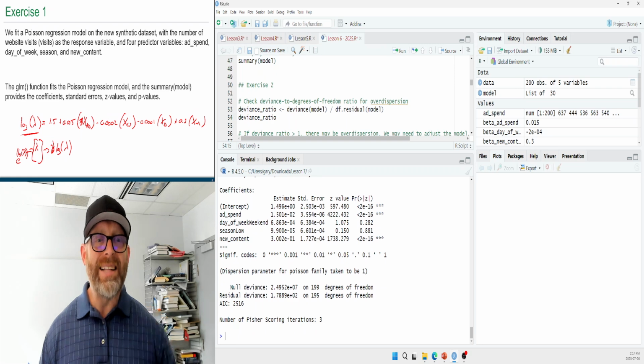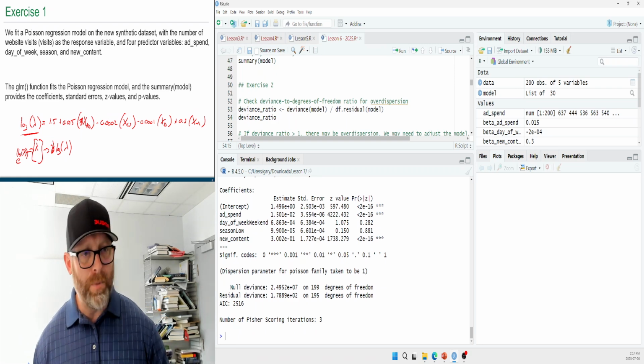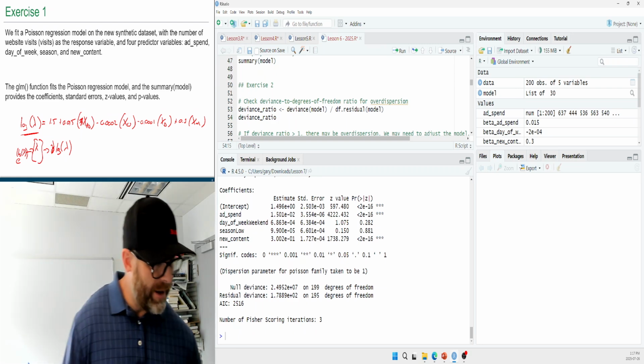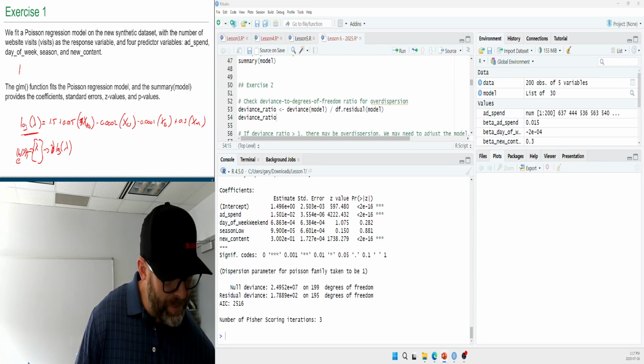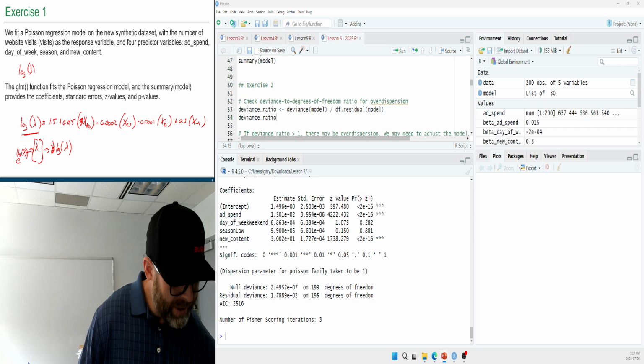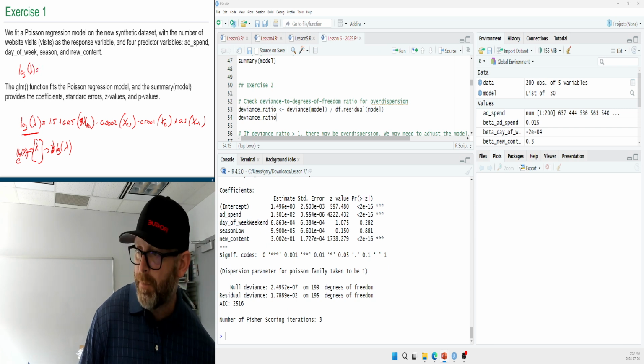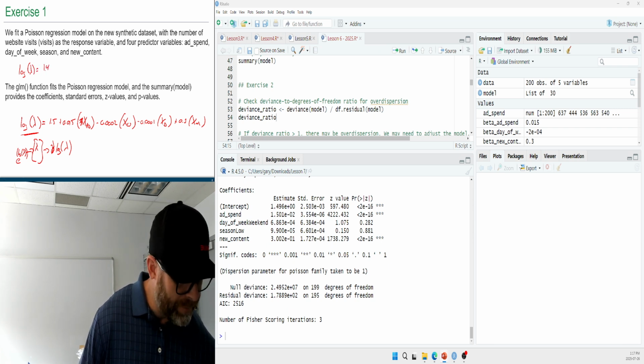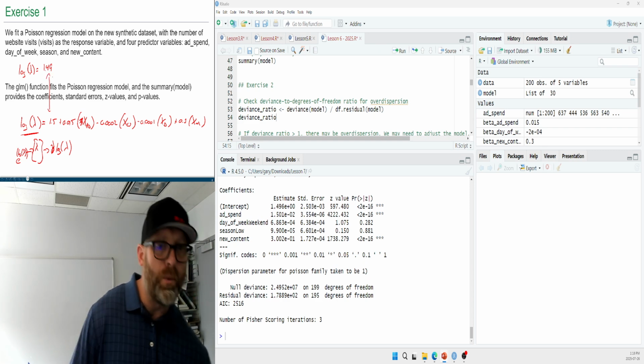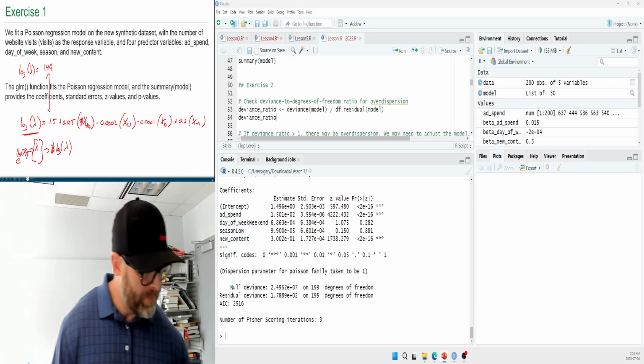But again, let's look at this. What model did we come up with, and how does that relate to what we have? What we came up with here is log lambda, and this is equal to, well, what's our intercept? The intercept is 1.49 and change. The true value here is 1.50, so we're really, really close with that.